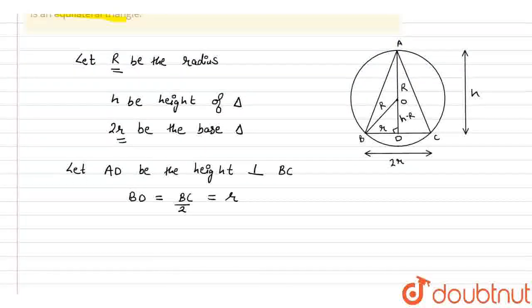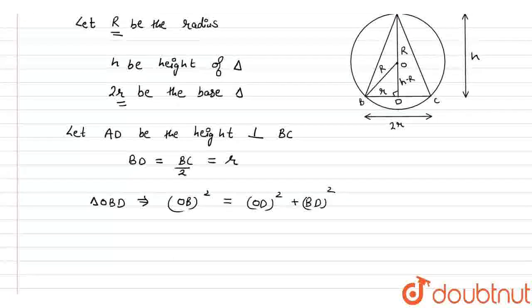Now in triangle OBD, this small triangle OBD, this is a right angle triangle. We'll take Pythagoras theorem in consideration and apply over it. So according to Pythagoras theorem, OB square, that is hypotenuse square, will be equal to OD square plus BD square, that is altitude square plus base square. Here OB is R square, capital R square. OD is h minus capital R, whole square, plus BD.